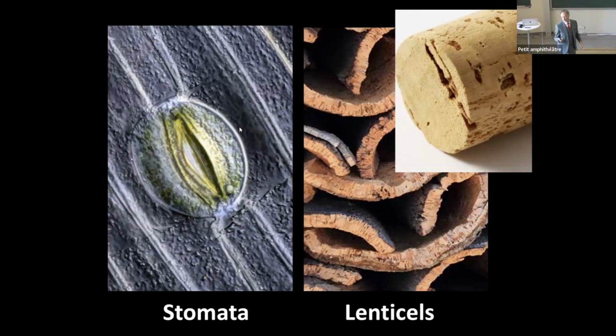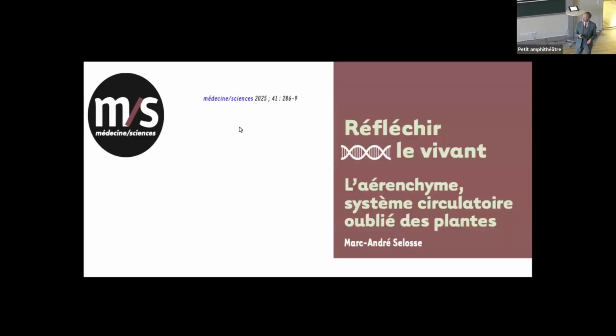And it makes that where the human or animal tissues are not or very, very poorly colonized by microbes, the tissues of plants are colonized by microbes by way of this entrance, I'd say side by side.